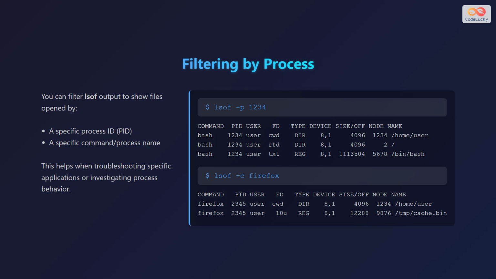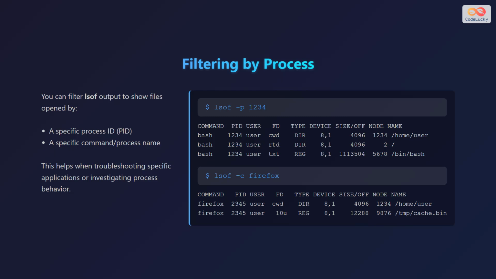One of the most common uses for lsof is to filter the output to show only the files opened by a specific process. You can filter lsof output by process identification number, or PID, or by the command or process name. Filtering by process is useful when troubleshooting specific applications or investigating process behavior.